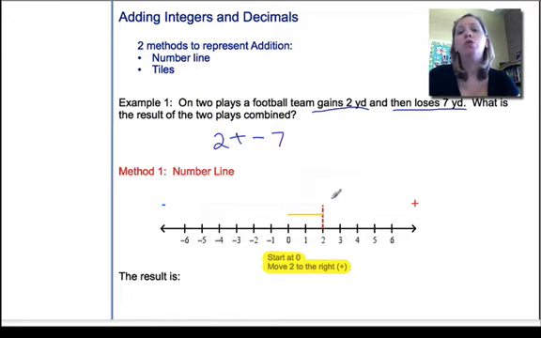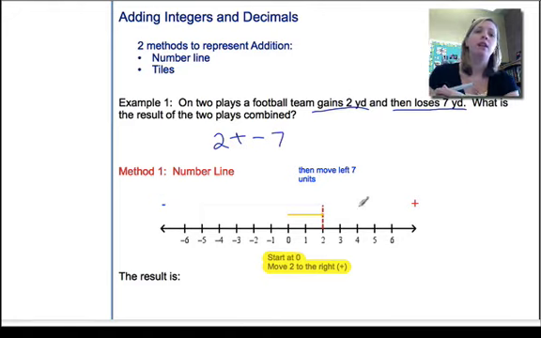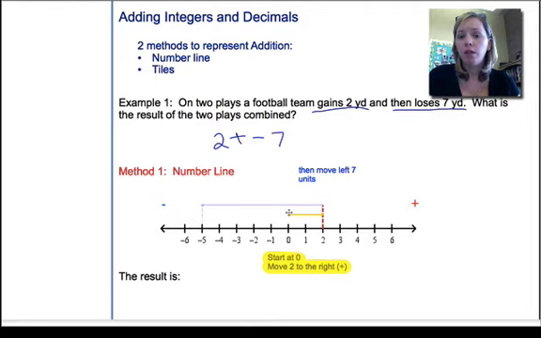Now since I'm adding negative 7, the next thing I want to do is move 7 units to the left, because that's the negative direction. I'm moving towards negative 7. Or think of it as moving in the negative direction on your number line. So we're going to move 7 units to the left from 2. So 1, 2, 3, 4, 5, 6, 7 units. That puts me right here at negative 5.